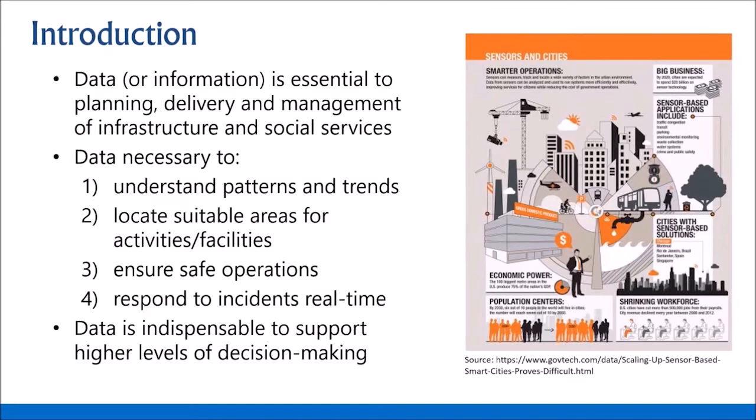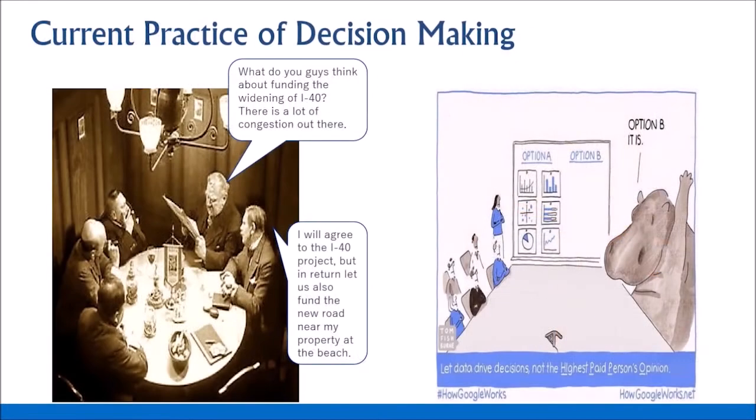Number 2, locate suitable areas for activities and facilities. Number 3, to ensure safe operations. And number 4, to respond to incidents real time. Now, data is indispensable to support higher levels of decision making. However, the current practice of decision making leaves a lot to be desired.